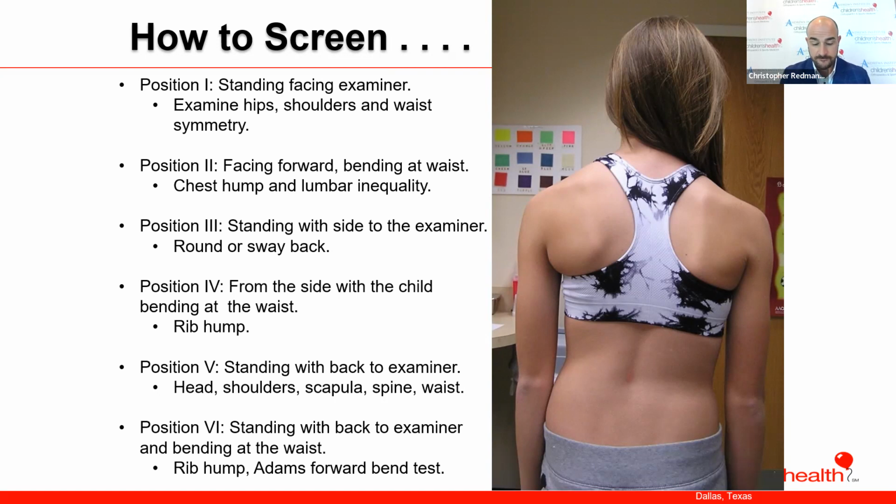According to the state, an experienced examiner should be able to screen about 25 to 30 students per hour, so this should not take a long time to do. And we go through this of looking at different positions. The main school screening is based on these positions listed here, where we're looking at the patient in multiple different planes: from the front, the side, the back. And then we're also examining them bending forward, and we're looking for that rib hump. We'll talk about this a little bit further later.